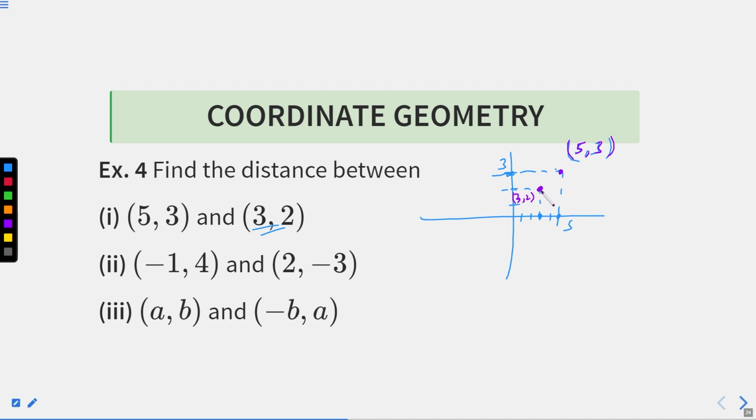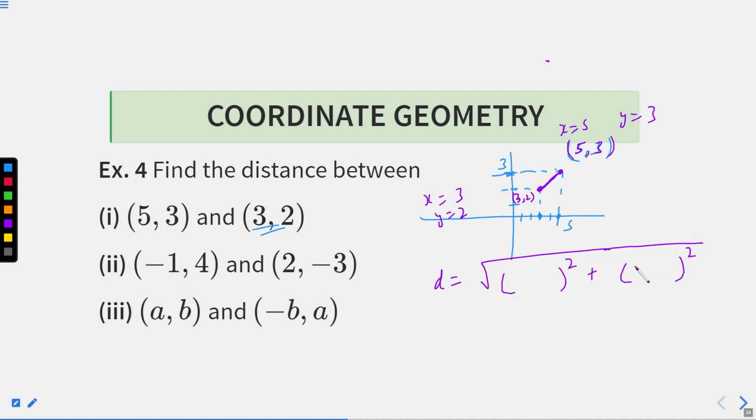So the distance between these is D equal to root. First, what do we have to do? We know here x is 5 and y is 3, and here x is 3 and y is 2. So first just write this. You don't have to remember anything, just follow my instructions. First write this and take x. So what are the x values? The x values are 5 and 3.